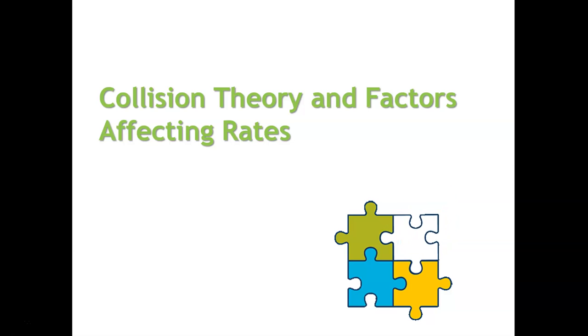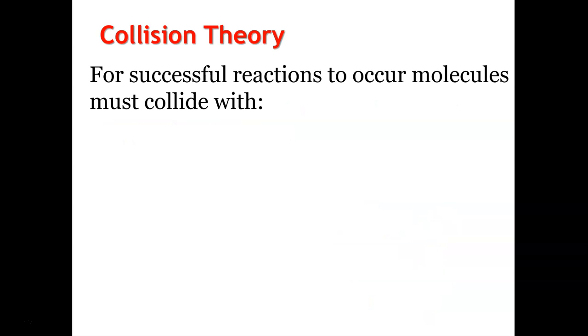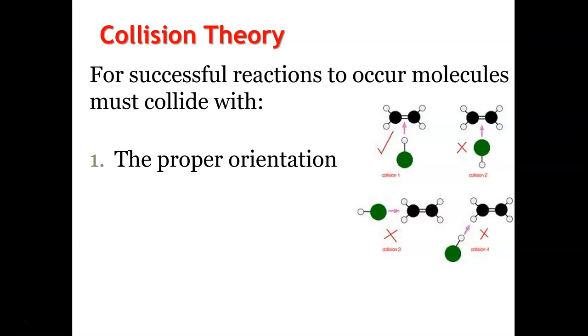And collision theory seeks to understand why different reactions happen at different rates, so we're just going to explore that in a little bit more detail. So for successful reactions to occur, molecules must, according to collision theory, collide with the proper orientation. If you look at the diagram on the right, only the top left will occur because that double bond is being attacked from below at the right orientation. The others are not at the right orientation.